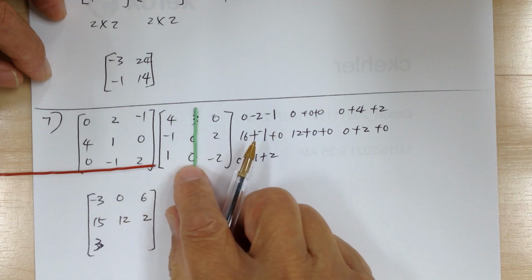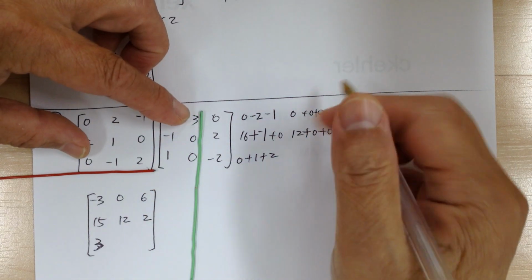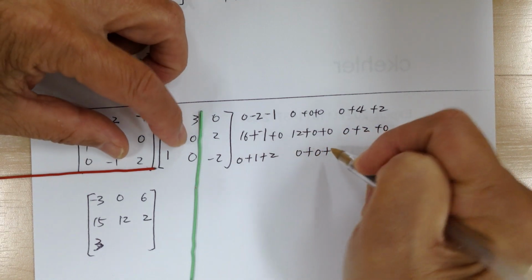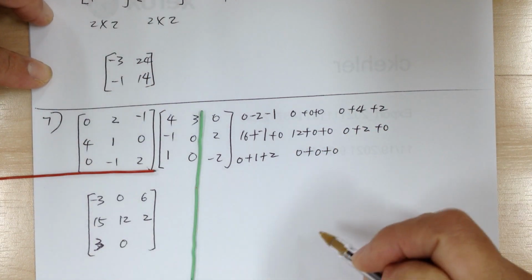Okay, now we're done with the first column. Let's go to the second column. So this time 0 times 3 is 0. Negative 1 times 0 is 0. 2 times 0 is 0. So 0 goes over here.